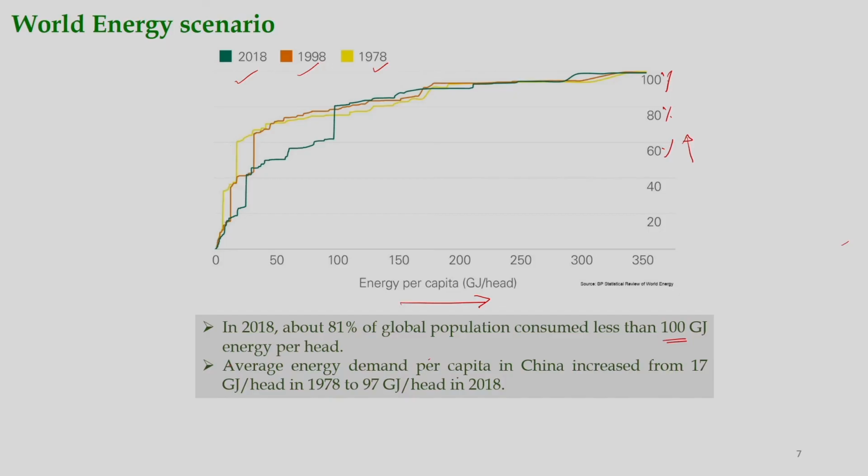The average energy demand per capita in China increased from 17 gigajoule per head in 1978 to 97 gigajoule per head in 2018. This is a huge rise in per capita energy consumption, right.